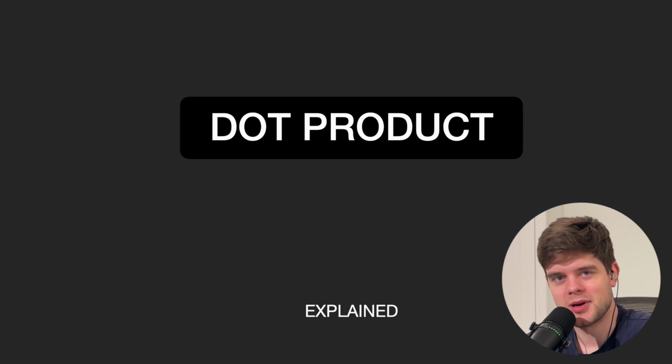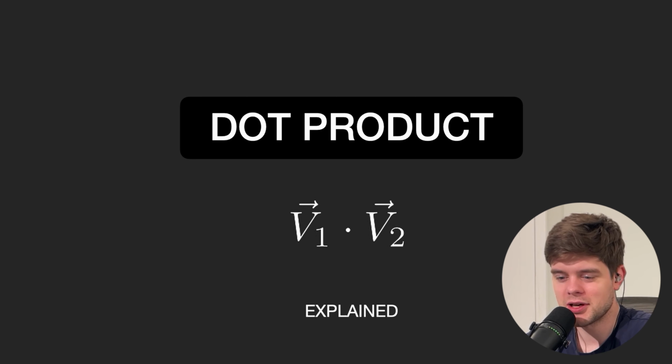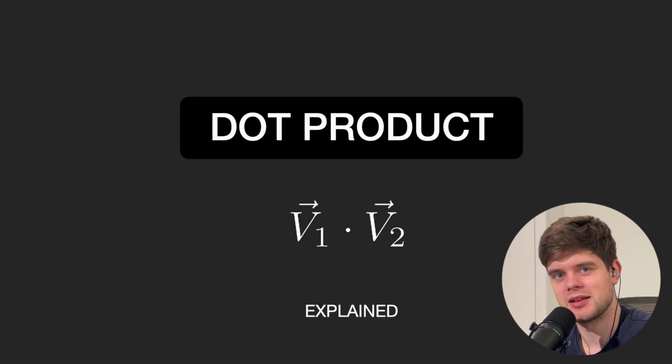Today, it is all about the dot product. And the dot product is a simple but very powerful, very important operation you can do with vectors. It is used all over the place in the field of machine learning, and here is my take to explain it as fast as possible and with code samples.